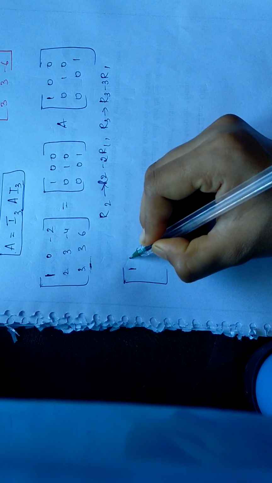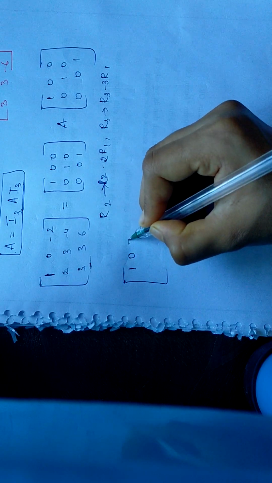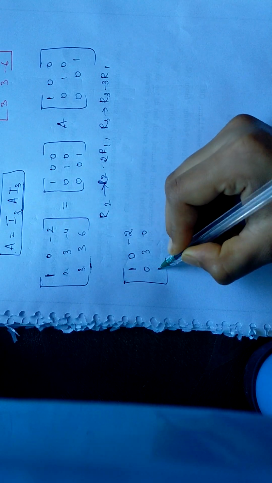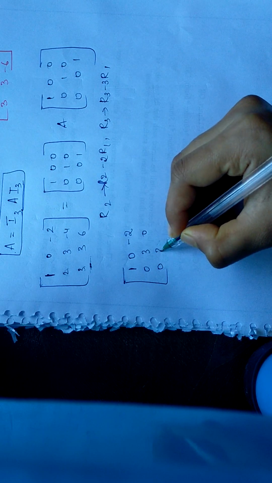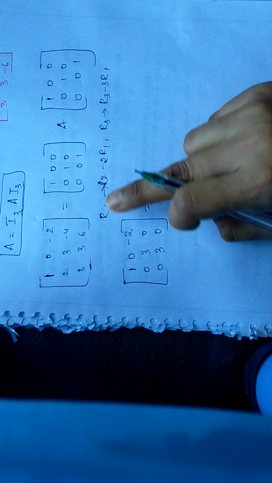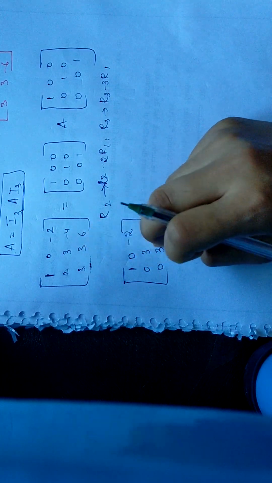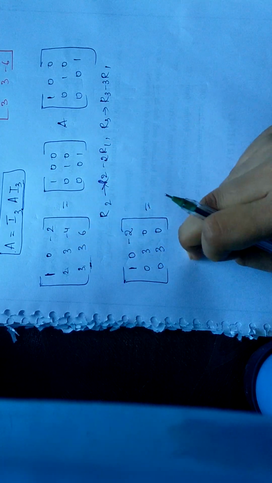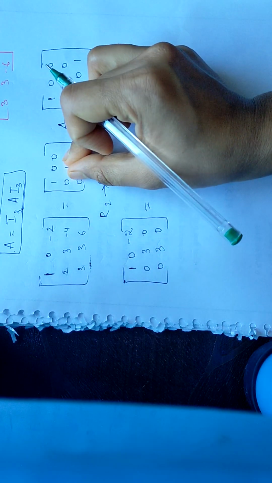1 0 minus 2 0 3 0 0 3 0. Okay, now you have to use the same operations again on this side also. These operations I performed for this matrix. Okay, this matrix. So when you use these operations to this matrix, you will get this. So use the same operations for this and this matrix, you will get the two matrices again here.